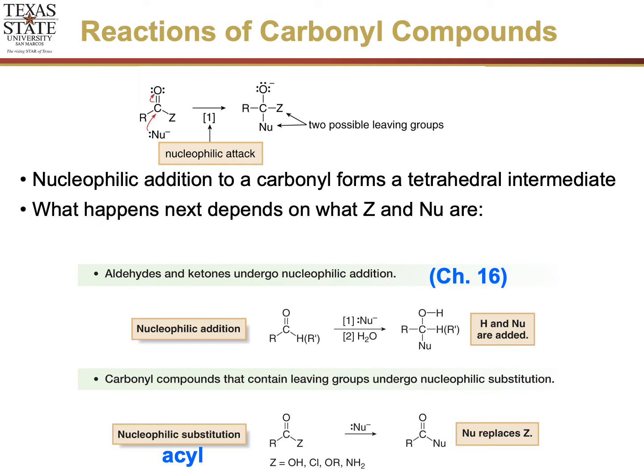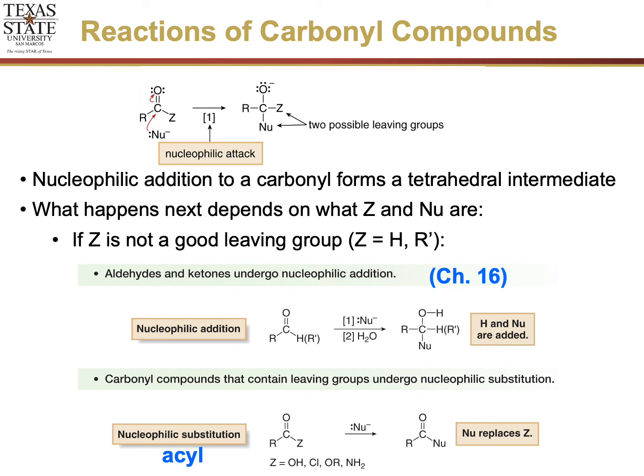So if we think about that, we can say, well, certain things, like in an aldehyde or a ketone, we would have a hydrogen, a hydride, or a carbanion as the leaving group. Now, neither one of those are good leaving groups. So in the case with aldehydes and ketones, we actually undergo that nucleophilic addition, and we do not lose the hydrogen or the R group because they are poor leaving groups.